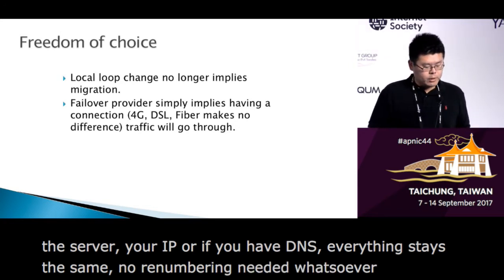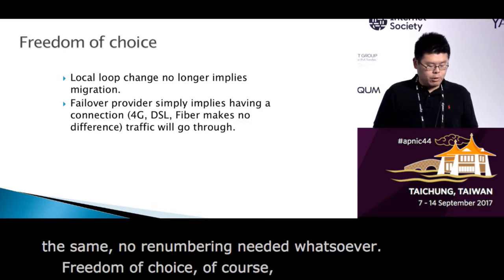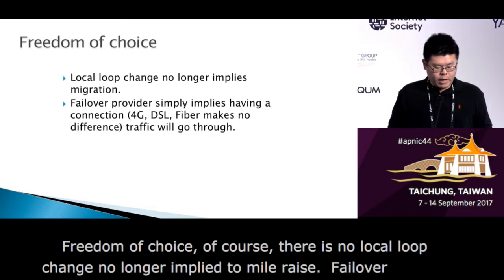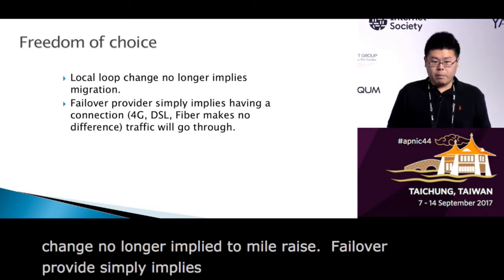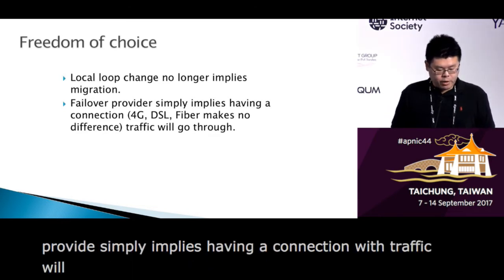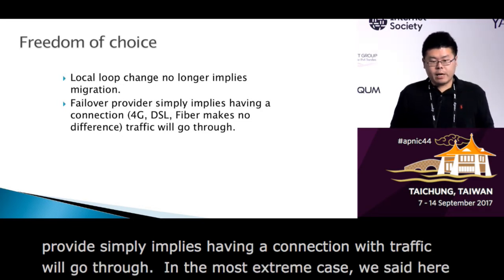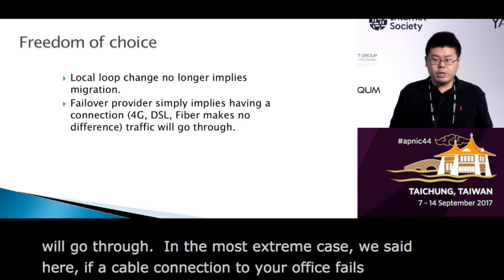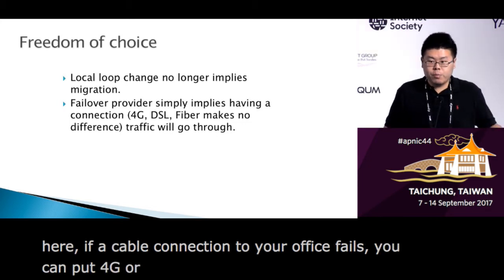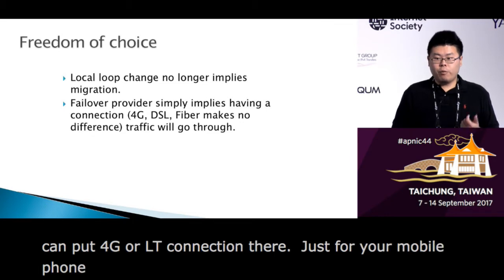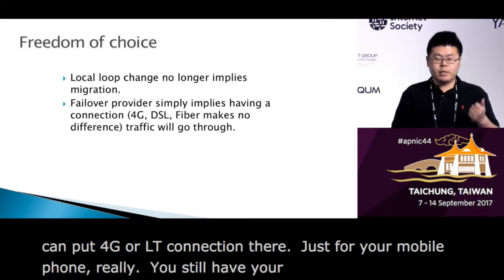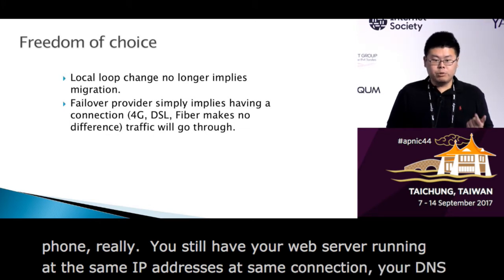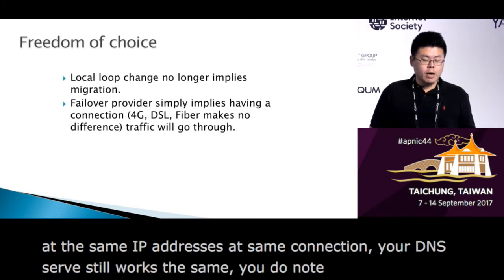And freedom of choice, of course: there are no local loop changes implied by migration. Failover to another provider simply means having a connection that traffic will go through. In the most extreme case, if the cable connection at your office fails, you can put a 4G or LTE connection there, just from your mobile phone, really. You still have your web server running at the same IP address, with the same connection. Your DNS server still works the same. You do not need to reconfigure your DNS that way.